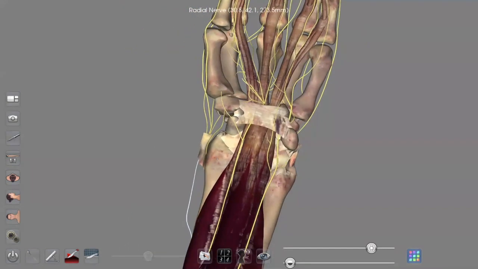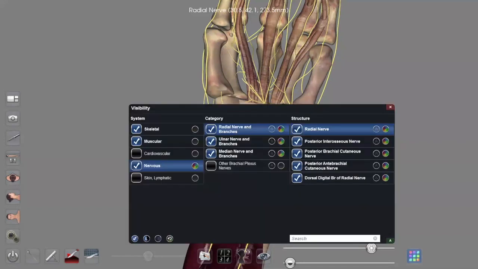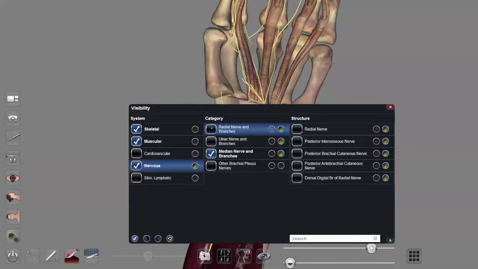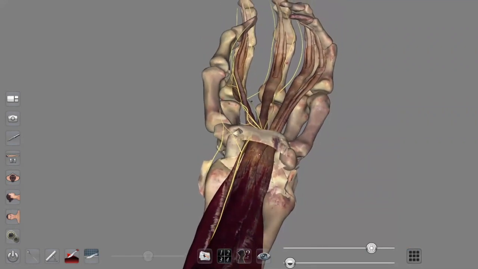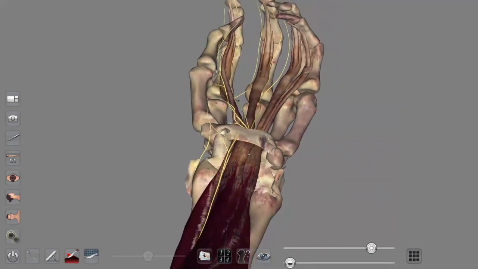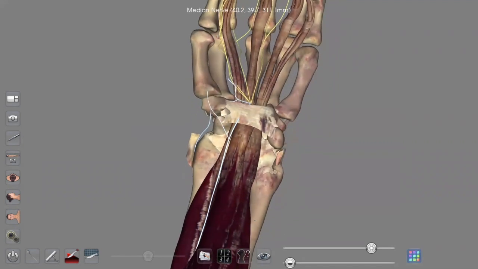So let's remove those nerves so that we can focus on the third terminal branch that supplies the wrist and hand, which is the median nerve. The median nerve, of course, is of clinical significance because it runs through the carpal tunnel and therefore is a common site for compression.